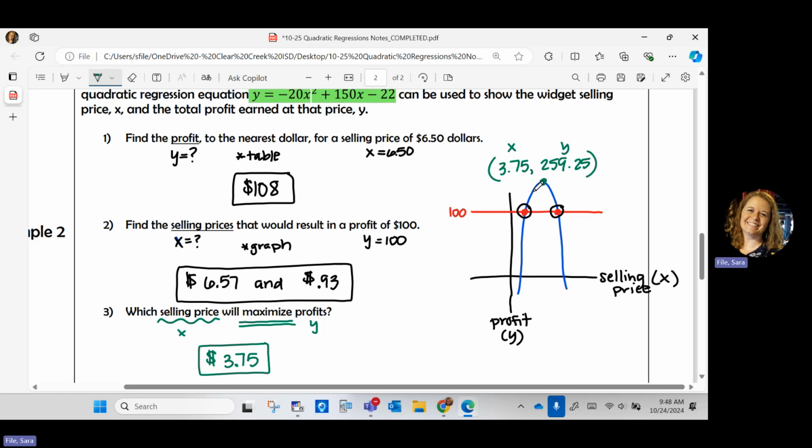So we're using the parabola to answer questions and to make predictions. You can use the table, you can use the graph. And we used the graph for both 2 and 3. If you need to make a note that we used the graph here, you can add that there as well.